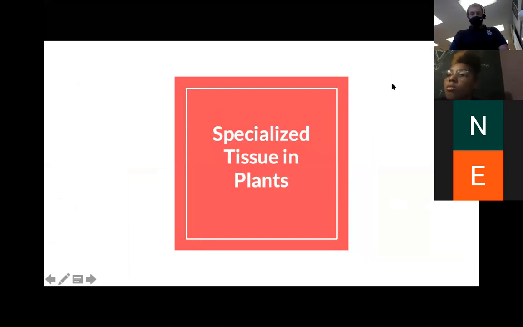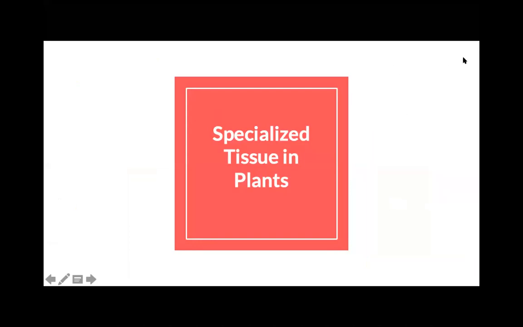Now, when I say specialized tissue in plants, I just want to remind you that plant parts are different than plant tissue. Plant parts are made of tissue, okay? So we'll talk about a few types of tissue today, and then no matter where we're looking in the plant, you should be able to find those types of tissue, okay? Now, this will make more sense as we get going into this, okay?